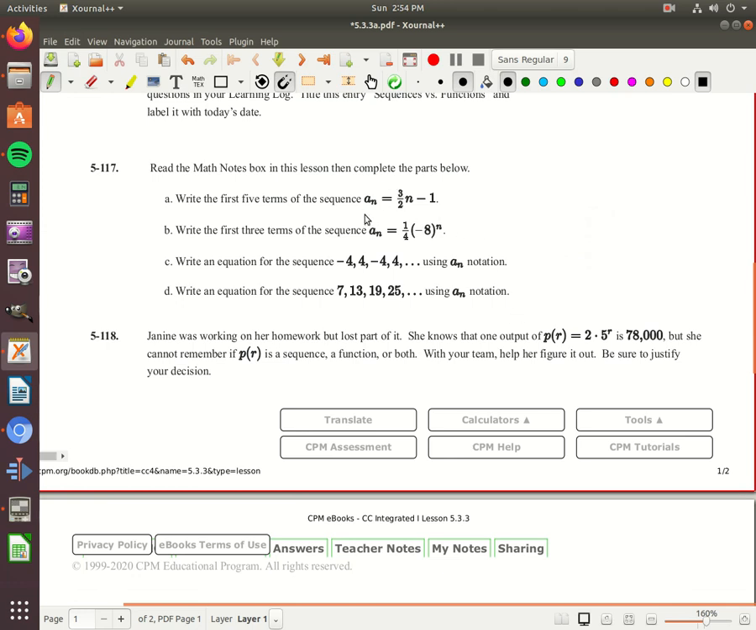And we've seen that a to the n a little bit already. It doesn't really mean much. It's just a different notation for everything else that we've already been doing. So for a, we're going to come up with the first 5 terms.